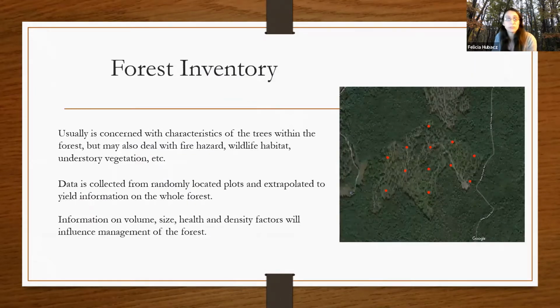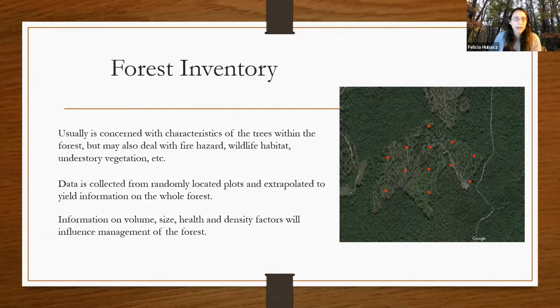So I talk about forest inventory. I kind of put the cart before the horse. Forest inventory is just learning about, writing down, characterizing all of the trees within the forest. But you're not doing it just for lumber or anything like that, as I've said. You're doing it for a variety of reasons. Here, I just took a photo off of Google, and I added in some points to give you an idea of how we actually go about doing a forest inventory. You can't measure every single tree. It's just impossible. It's very time consuming.